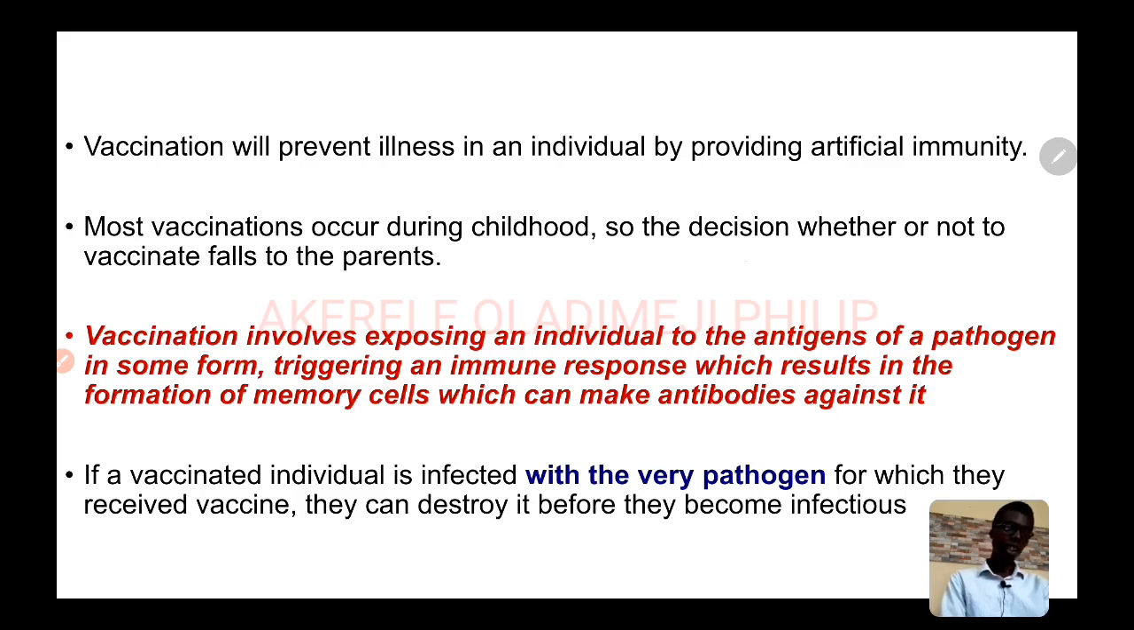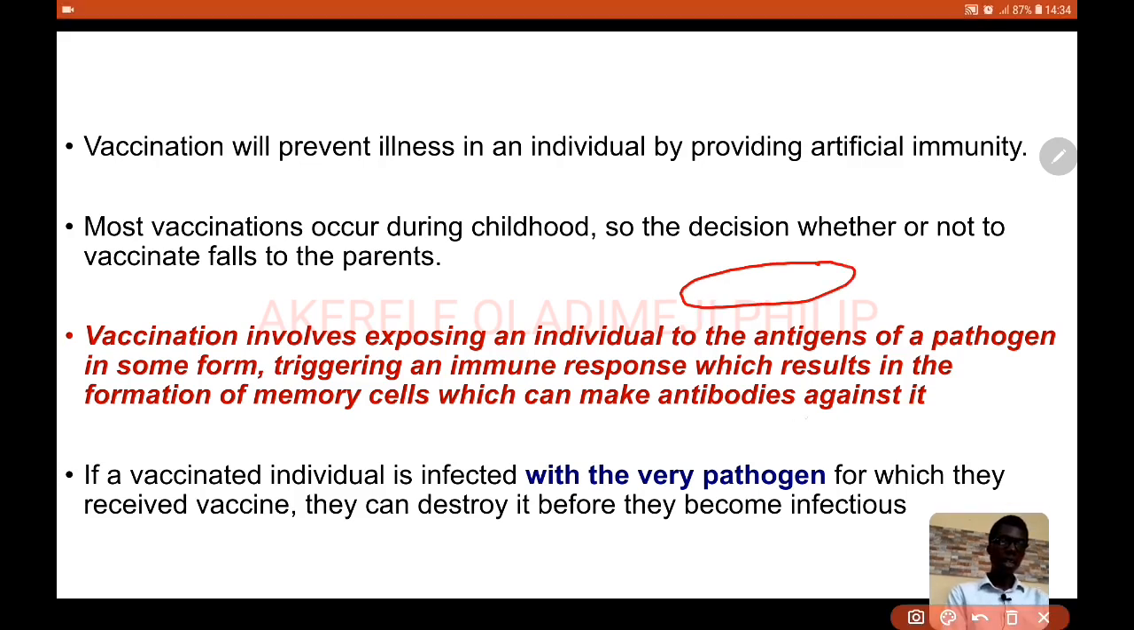Now, let me quickly say something here. This cell I'm drawing on the screen, okay, this is a pathogen. Then on its surface, there are some structures called antigens. So it means that we are going to sometimes scrape this, or get this antigen on the surface of the pathogen, and introduce that into the person's body.